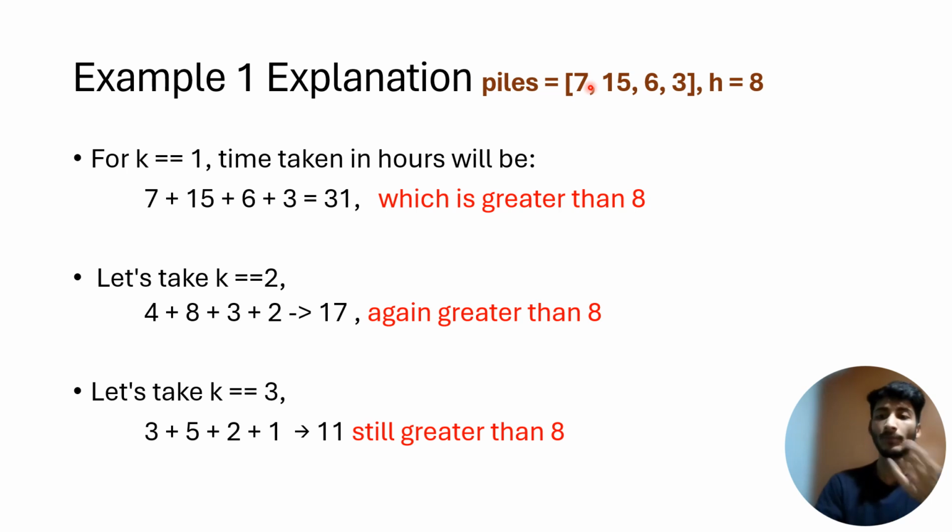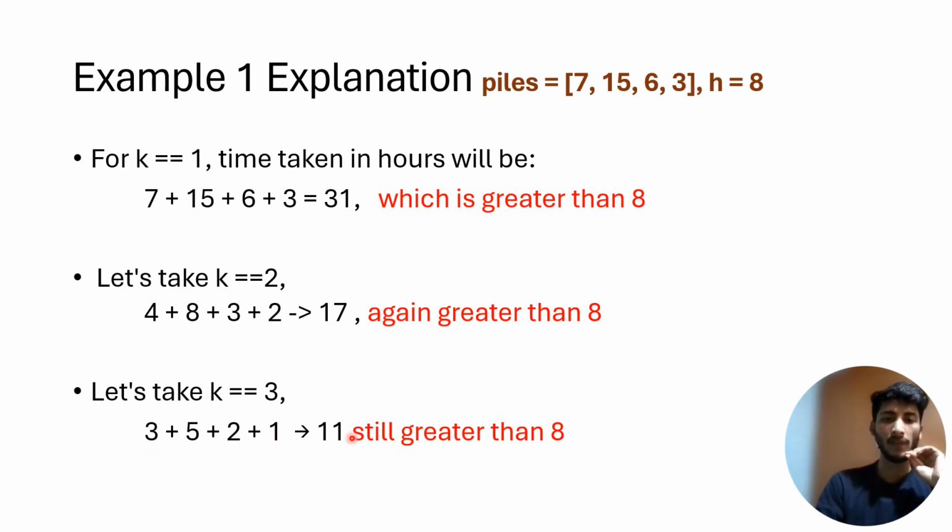Obviously it is going to take me more than 2 hours, because 3 is the eating speed per hour. So 2 hours for 6 bananas, and the remaining 1 banana will be eaten in the next hour. So it will take me 3 hours for 7 bananas. For 15 it's going to take me exactly 5 hours, right? For 6 bananas again 2 hours, and for 3 bananas it's going to take me 1 hour.